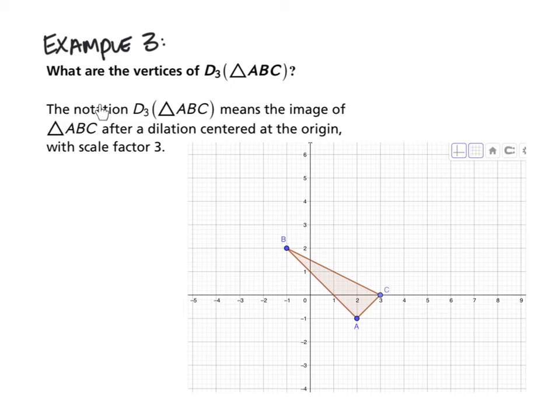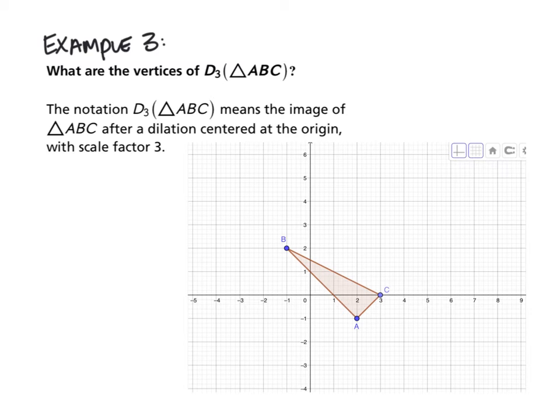In this third example, we are being asked to actually perform a dilation. It says, what are the vertices of the dilation by a scale factor of 3 of triangle ABC? And notice it didn't tell us what the center of dilation is, so that means that we're assuming that center of dilation is the origin right here. So we have to move each corner of this according to these instructions.